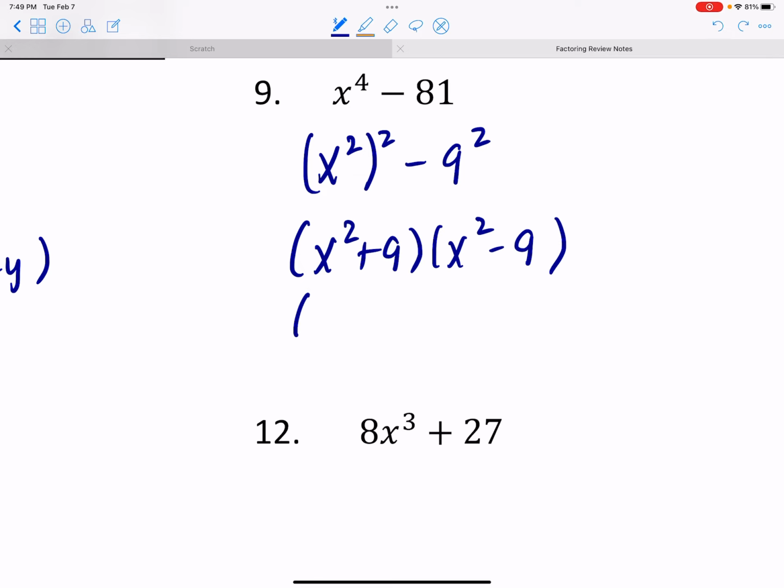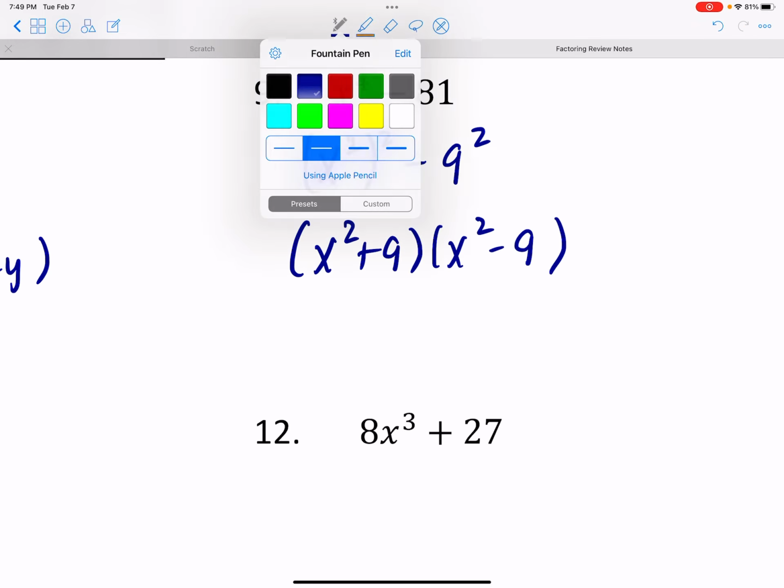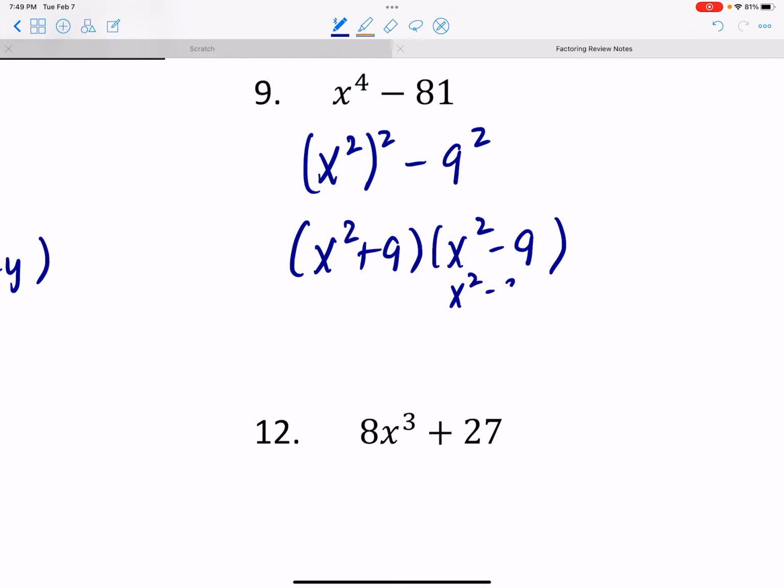So this x squared minus, or plus, let me get rid of this. I can't do anything with the x squared plus 9. But the x squared minus 9, again, this is x squared technically and 3 squared, so I can continue. X squared plus 9 is going to stay, but this x squared minus 3 squared is like another a and b. So I can rewrite that x squared minus 9 as x plus 3 and x minus 3.